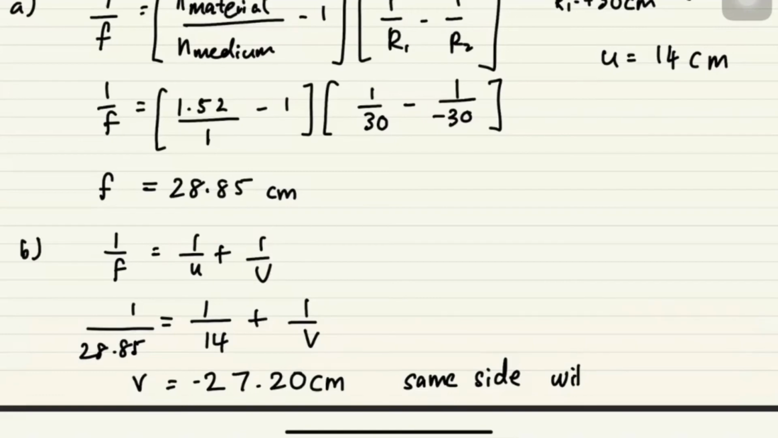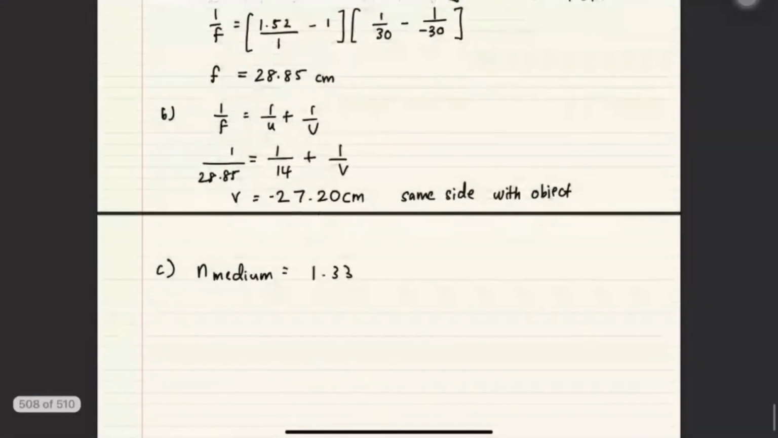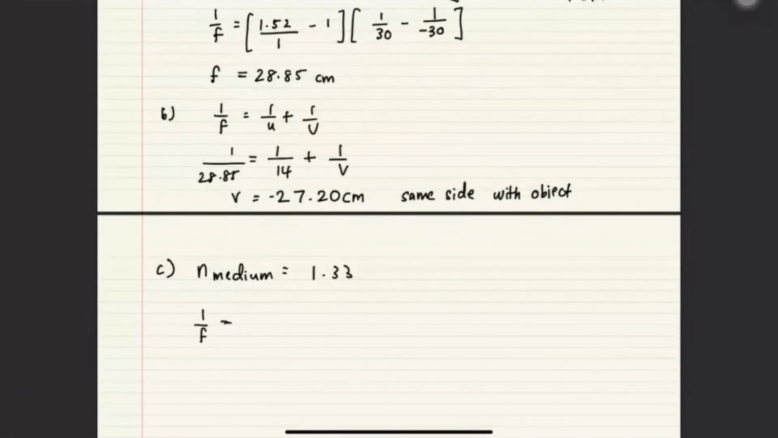Okay. Dia kata now find the position of the image when the lens is now immersed in the water. So basically, the n is no longer air lah. Now medium tu jadi n water. So n medium is equals to 1.33. So basically you apply the same formula. 1 over F is equals to (n material divided by n medium minus 1). Yang kanan tu masih lagi sama.